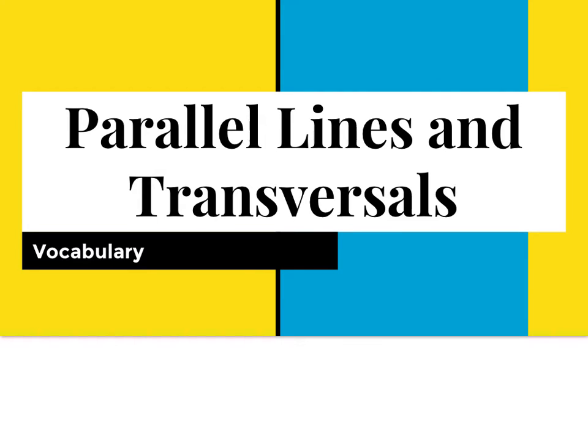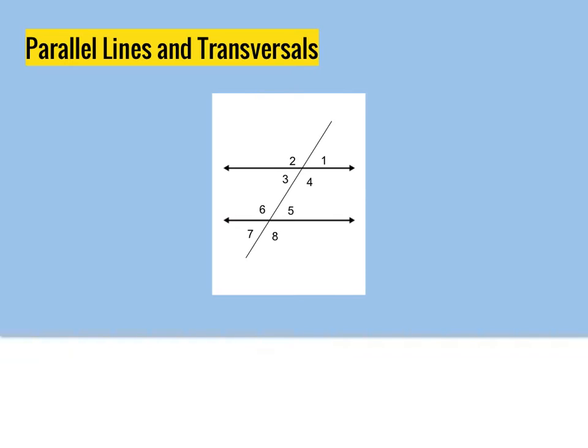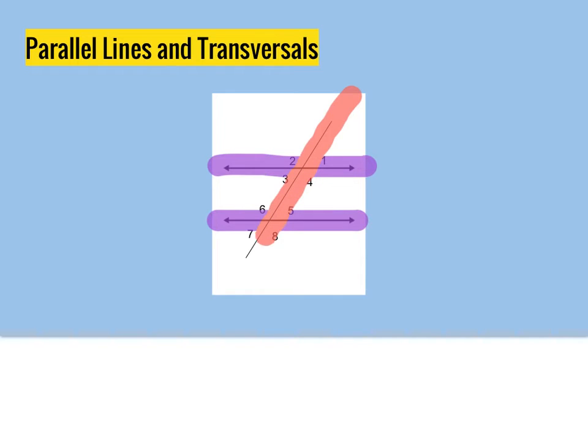Today's lesson will be an introduction on parallel lines and transversals, and we're really going to focus on our vocabulary today. In this image, you will notice that I have one set of parallel lines, which are being cut or intersected by the transversal, which is this line. Now, when you have a set of parallel lines cut or intersected by a transversal, you will create 8 angles. It's the relationships between these 8 angles that we are going to focus on.